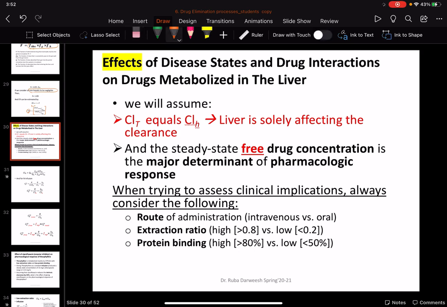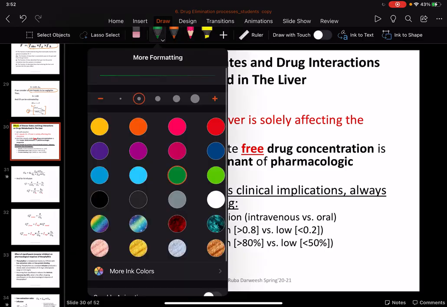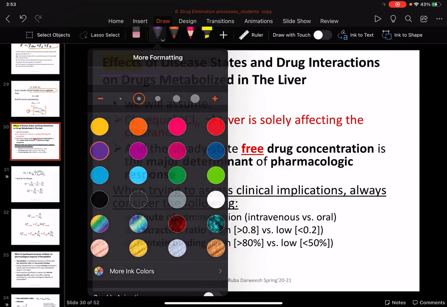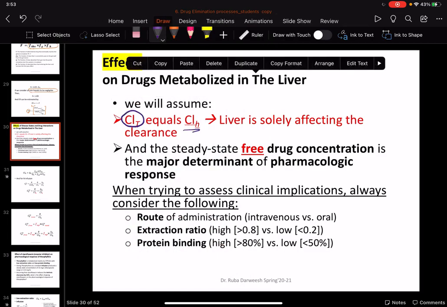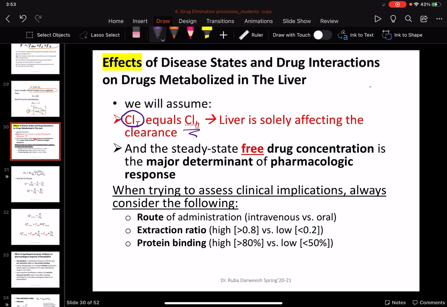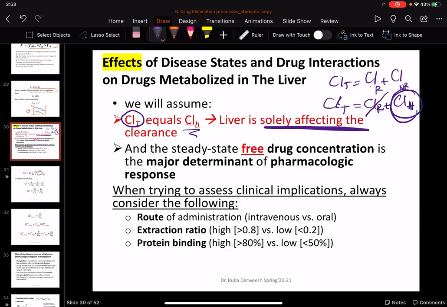One, we will assume that the total clearance is only hepatic clearance. So if we are going back to what the total clearance is, renal plus hepatic, if we are talking about non-renal. Then if we consider that renal is not there, we are only talking about hepatic clearance. So one of our assumptions is that the response is slowly affected by total clearance, slowly affected by hepatic clearance.